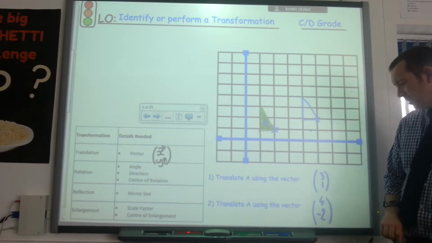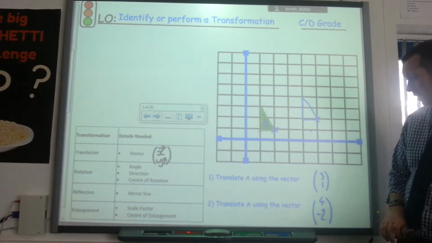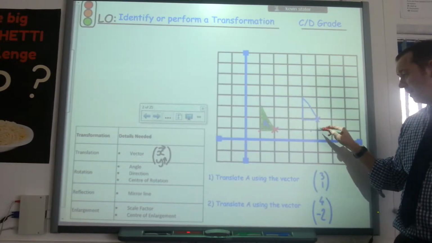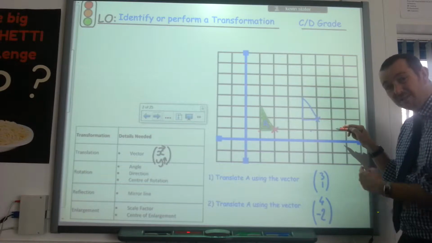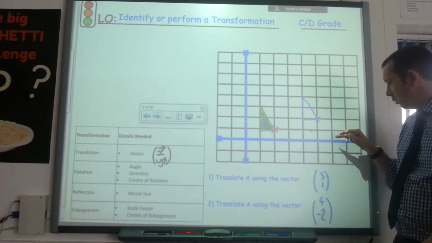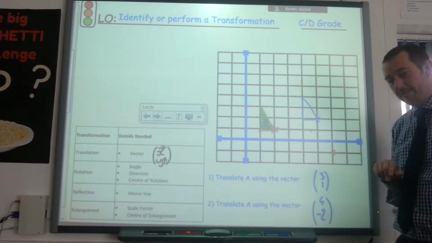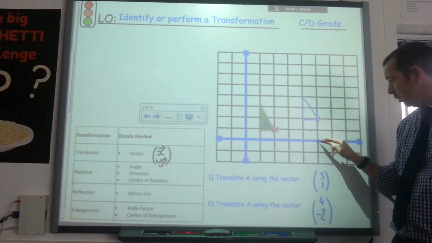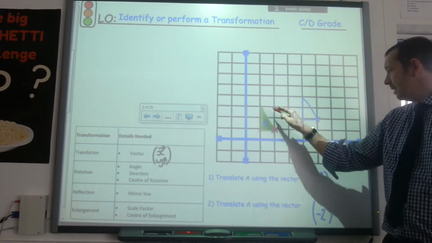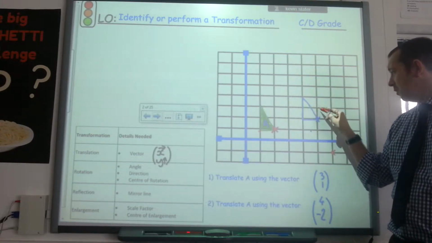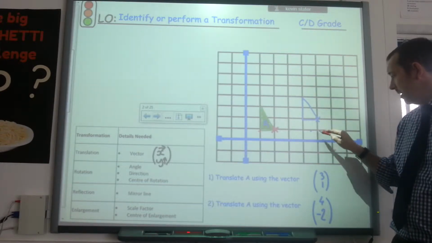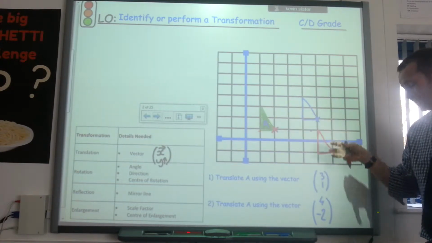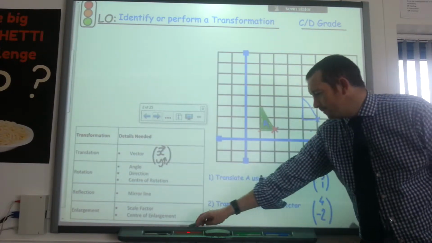Let's have a look at the other one. It says translate A using the vector 4, minus 2. So again, I might pick this corner here. I've got to go across 4, 1, 2, 3, 4, and this time down 2, because it's a minus 2, so 1, 2. So that corner will now end up there. Same with the other corners. 1, 2, 3, 4, and down 2, 1, 2, so that corner will end up there. And the top corner, 1, 2, 3, 4, 1, 2. So it will end up there, and the triangle will have stayed the same shape, but it's moved across 4 and down 2. So that's translation there.